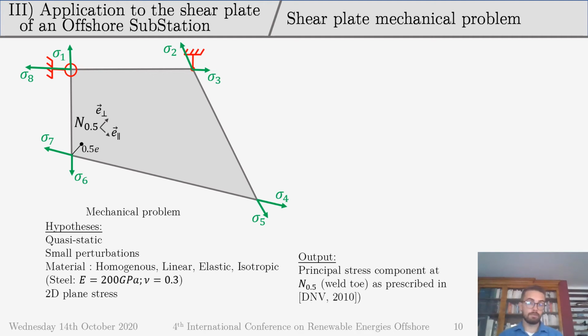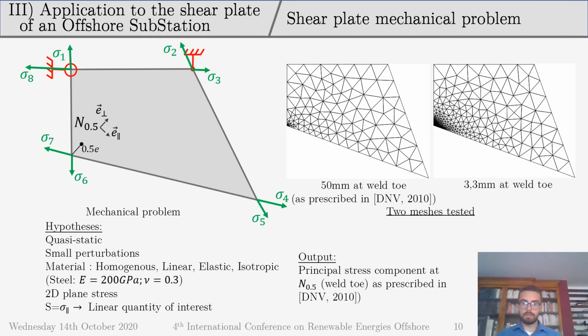distant from 0.5 times the thickness e to the edge of the shear plate, which is what is prescribed by DNV. The problem with this quantity of interest is that it's not a linear form of the displacement field. So to linearize it, we added the hypothesis that because the shear plate is mainly undergoing shear, then the principal stress component will be in shear and will be directly sigma parallel, which is a linear quantity of interest.